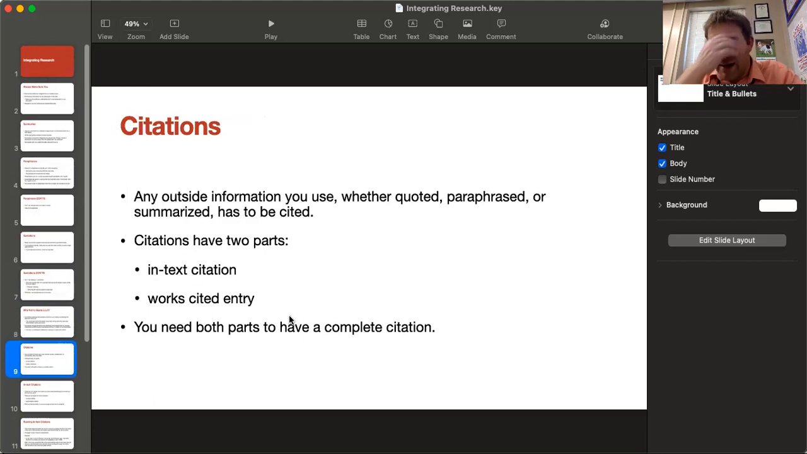Citations. So anytime you bring in outside information, you have to cite it. Any outside information you use, whether it is quoted, paraphrased, or summarized, it doesn't matter. You summarize it, cite it; quote it, cite it; paraphrase it, cite it. You have to cite anytime you bring in outside information. And there are two parts to a citation. You have the in-text citation and the works cited entry. You need both of them in order for it to be a citation.